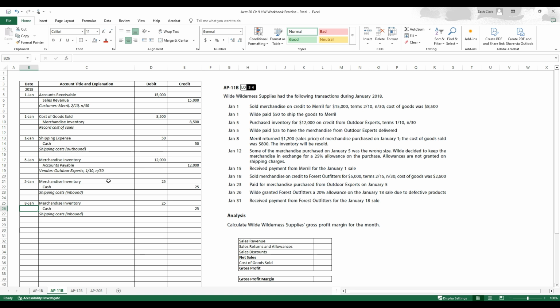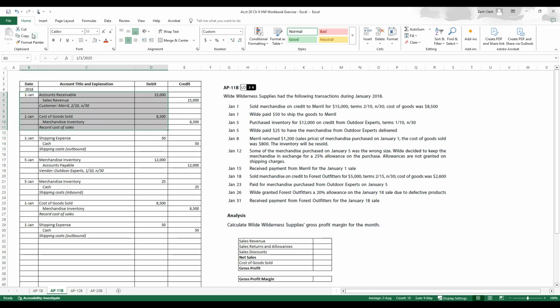Okay, on January 8th, Merrill returned $1,200 sales price of merchandise purchased on January 1st. The cost of goods sold was $800. The inventory will be resold. Okay, so we're now getting the inventory back from a return, and I'm going to copy and paste this journal entry, because when we get a return, it's very similar.